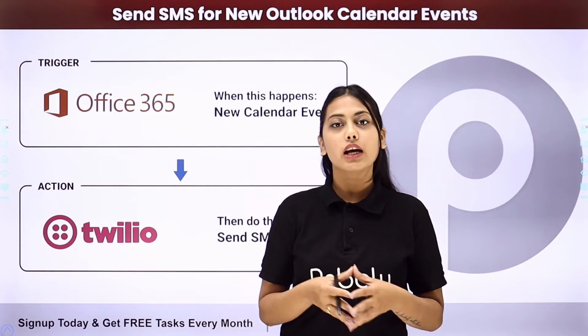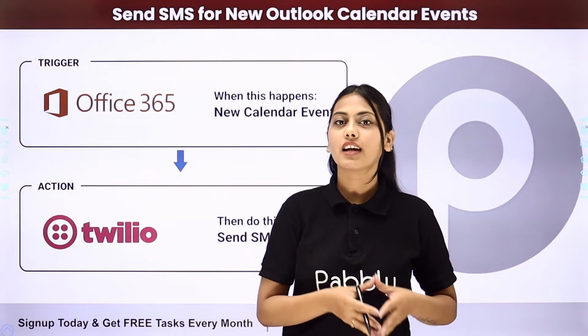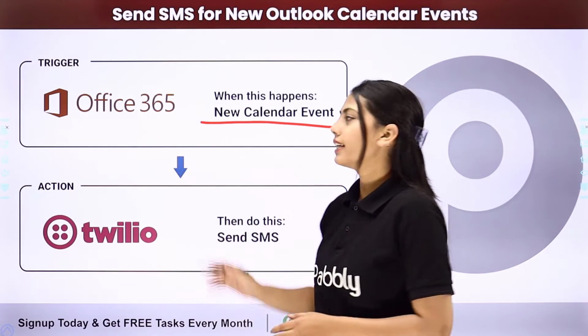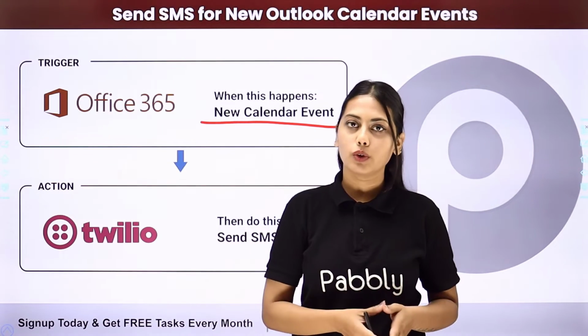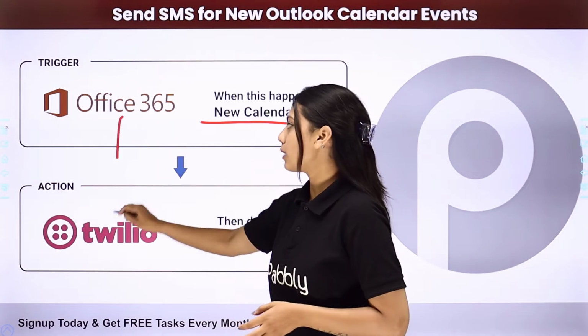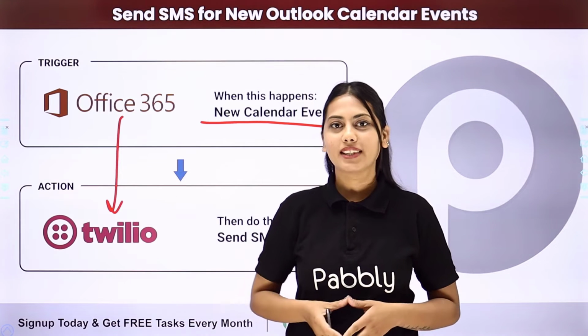So this automation that we are going to create using Pabbly Connect, here our trigger will be the new calendar event created in Office 365 and our action will be sending SMS using Twilio. So we will learn how to integrate these two applications. Let us learn how to do that.